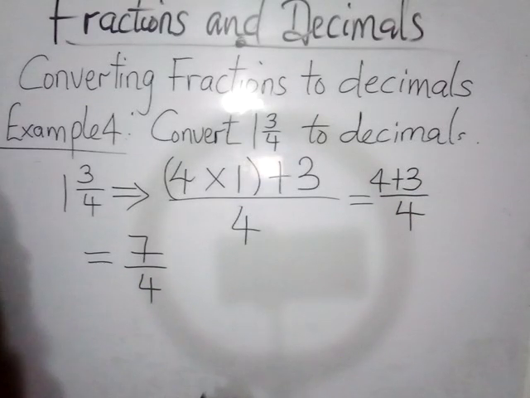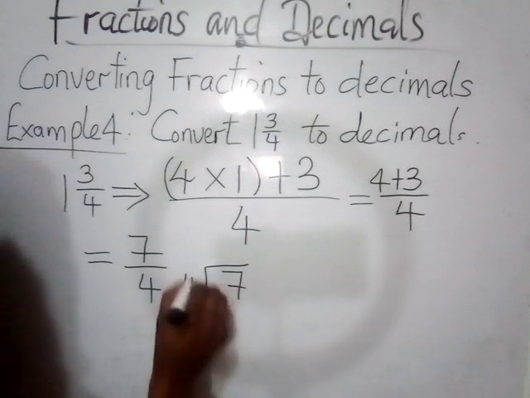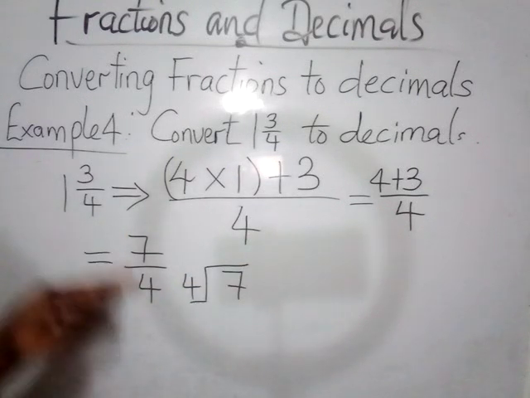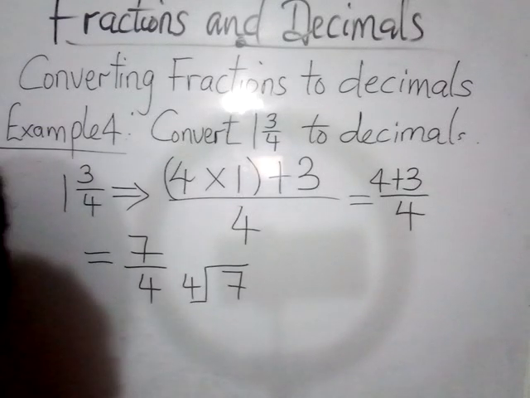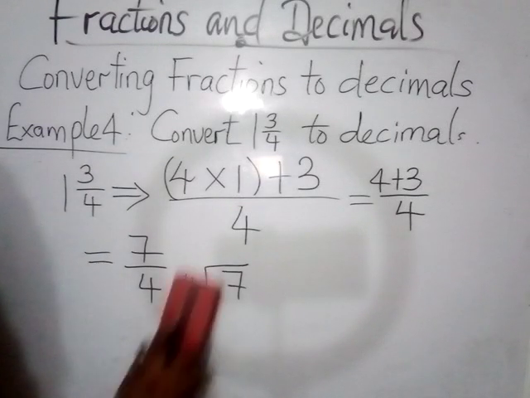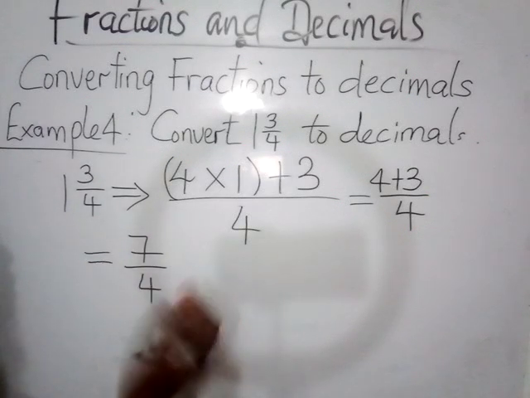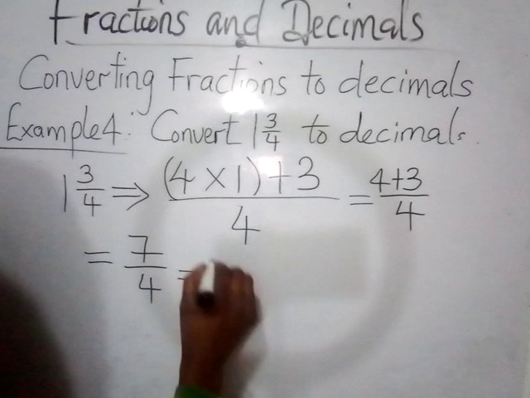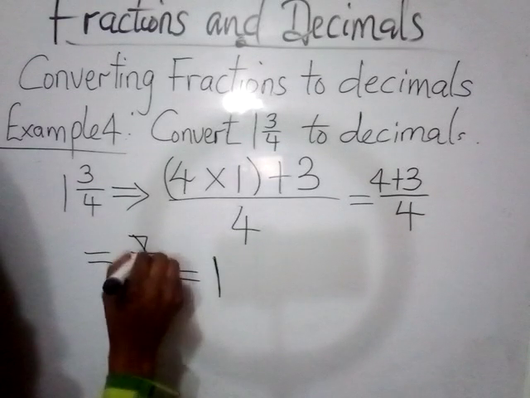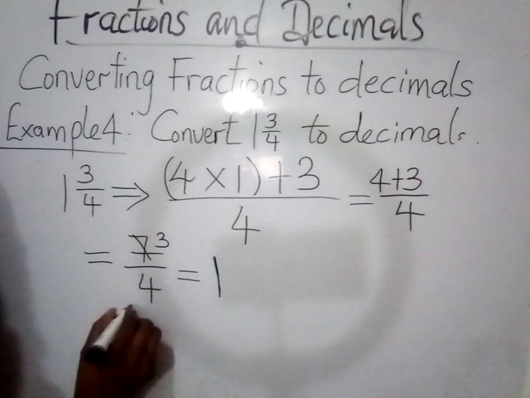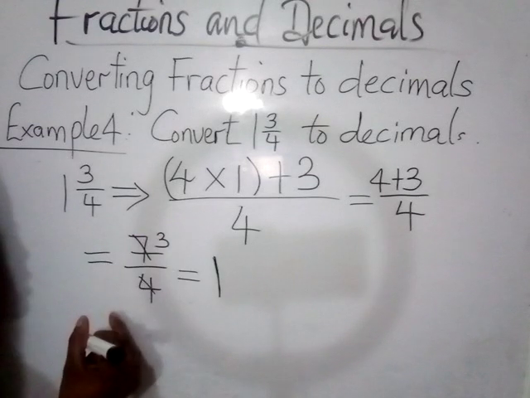Okay, now what next? You do your normal division. If you want to use long division, it's your choice. If you just want to go ahead and divide directly, it's your choice. Maybe this time we just divide directly. So how many 4s can we get from 7? We can get just 1. And what do we have left? We have a remainder of 3, right?